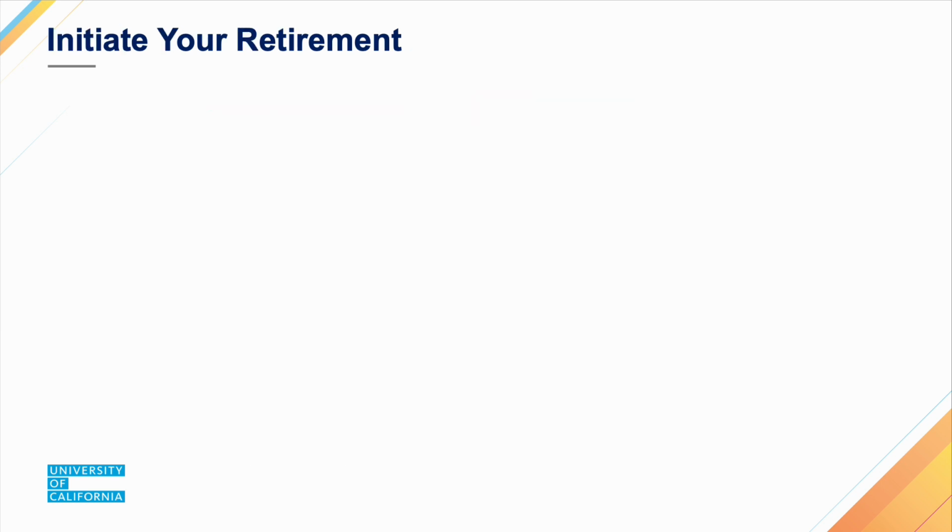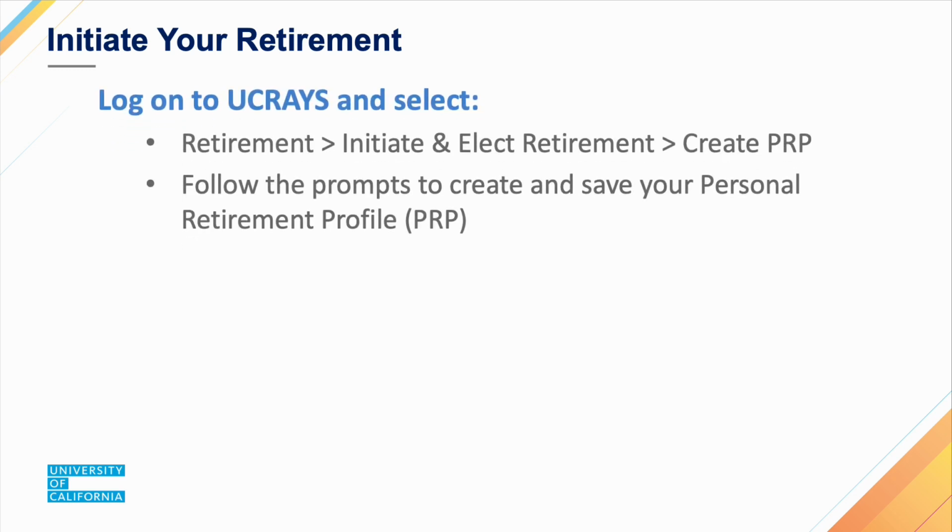Now, once you've determined what your retirement date will be, you can initiate your retirement within 90 days of that date. So to begin that process, most individuals will log into the UCRaise portal. Again, select the retirement icon, and then from there you'll see the initiate and elect retirement. So you'll be able to create a personal retirement profile, or PRP, just by following the prompts and entering the details of your planned retirement, including both your retirement and separation date, as well as any information regarding any survivor or contingent annuitant that you'd like to run numbers for.